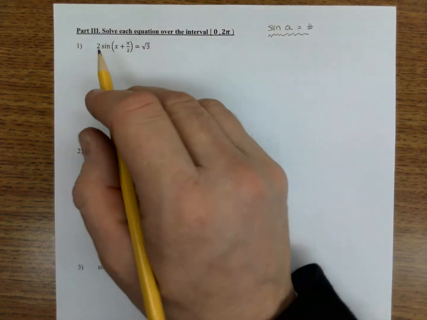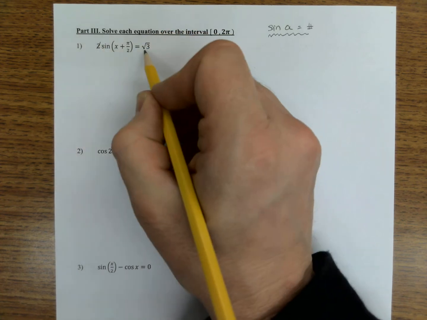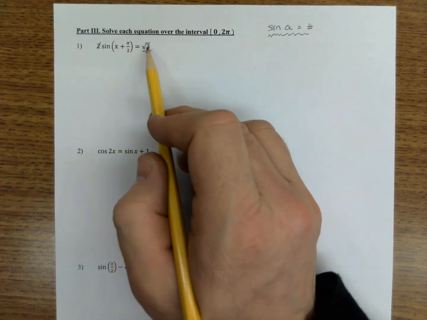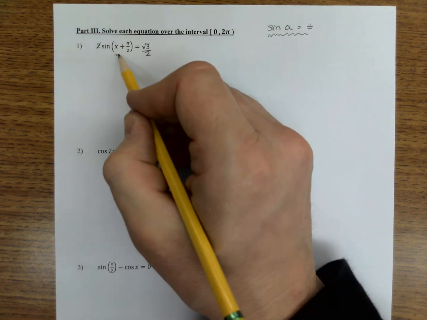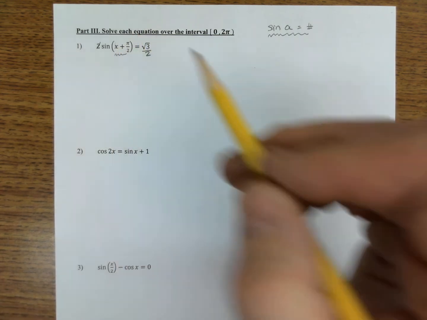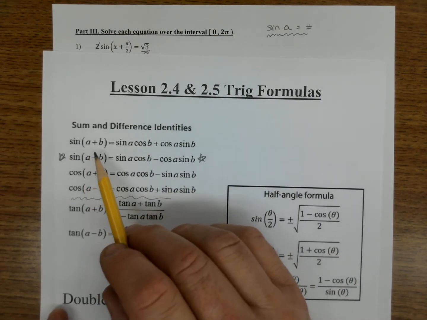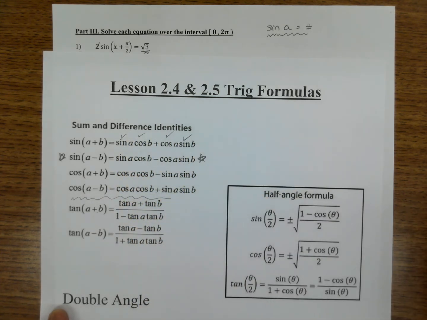So here we go. Well, first thing I see is this has a 2 out here, so let's divide by 2. Now I have sine of this crazy thing is equal to root 3 over 2, and this is on the unit circle, but what do we do when we have a sum right here? Well, we use this sum formula. We do all 1, 2, 3, 4 parts of the sum formula.